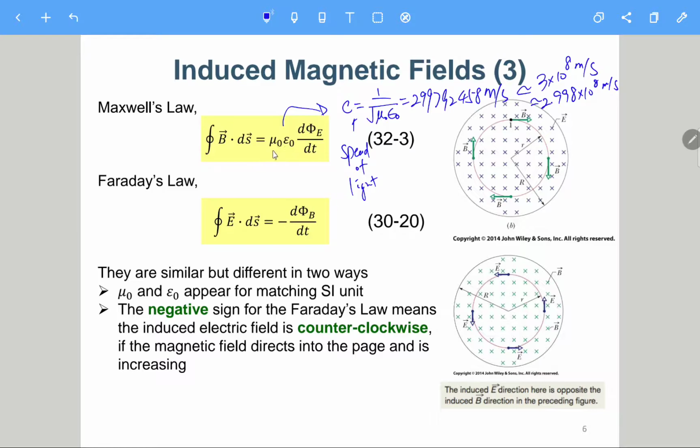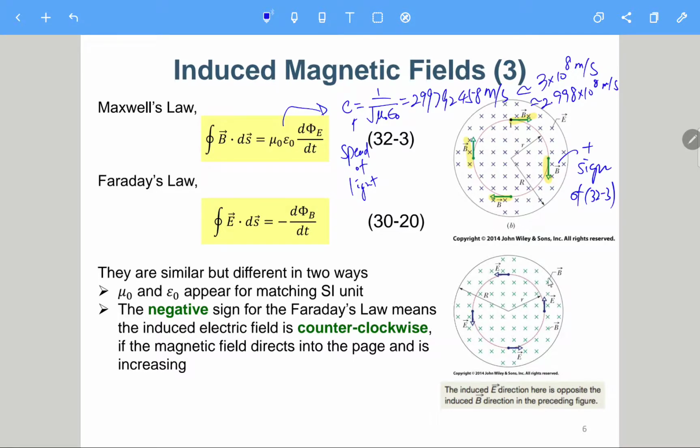So this is the main difference between these two laws. For the upper graph, as we have the E field pointing into the page and it is increasing, then the B field should be somehow like clockwise. For the positive sign of 32.3.